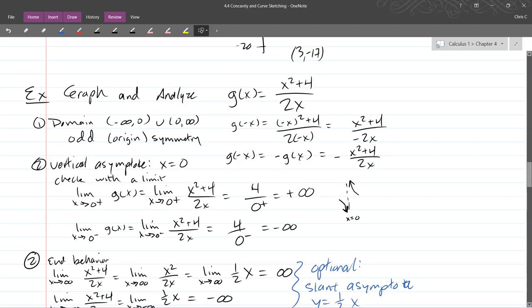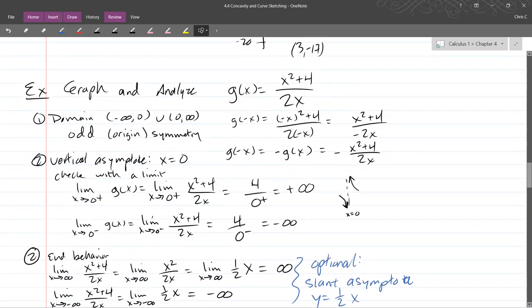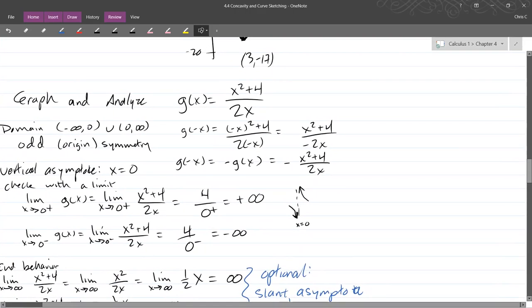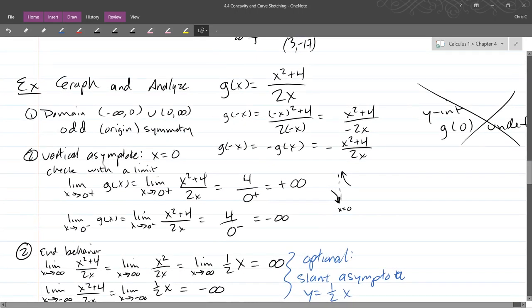There's no intercepts. How do I know there's no y-intercept? So y-intercept, you take 0 and you plug it in. But 0 is not in the domain. So we get no y-intercept right there. So y-intercept's out. We saw that as soon as our vertical asymptote was at the y-axis.